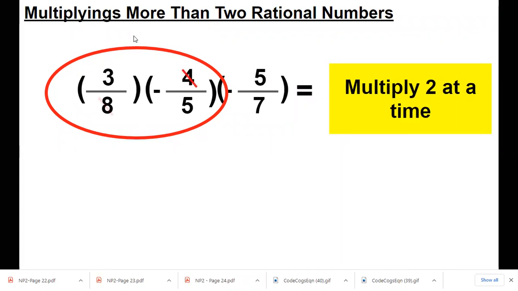Cross off my 8 and my 4. 8 divided by 4 is 2. 4 divided by itself is 1. Multiply across the top. 3 times 1 is 3. And 2 times 5 is 10. The answer is negative because I have a positive and a negative. Remember, I'm multiplying 2 at a time, so now I have to multiply this fraction over here.